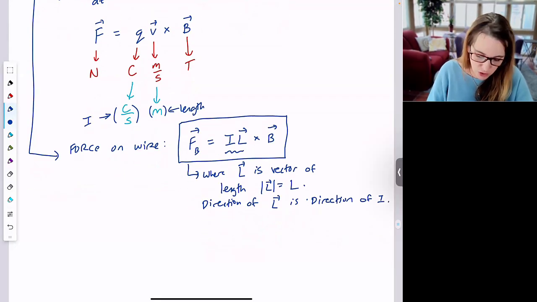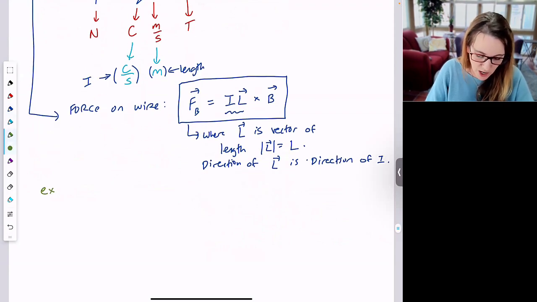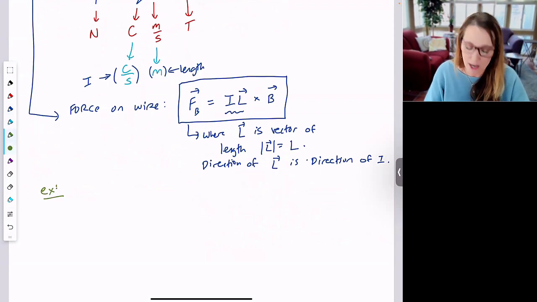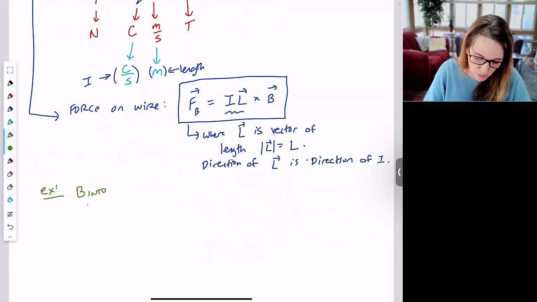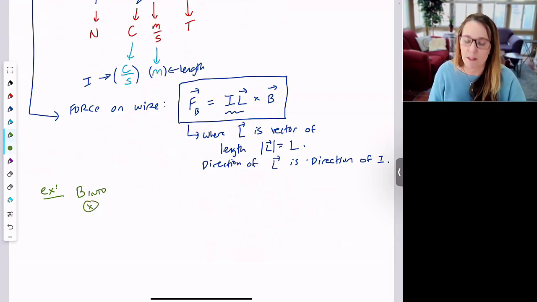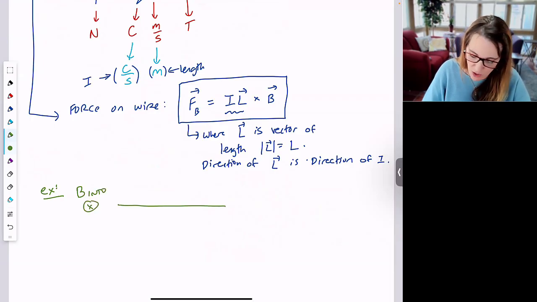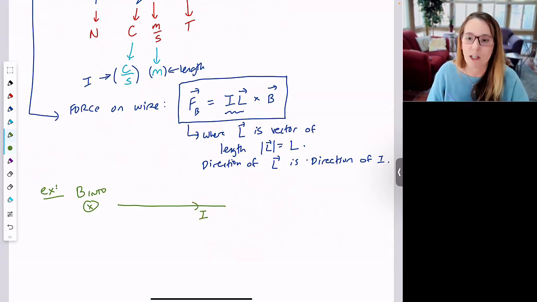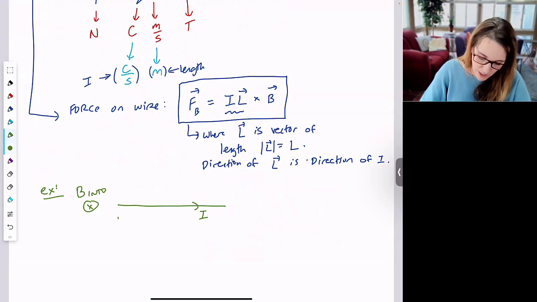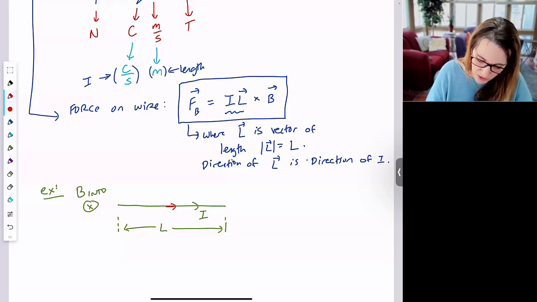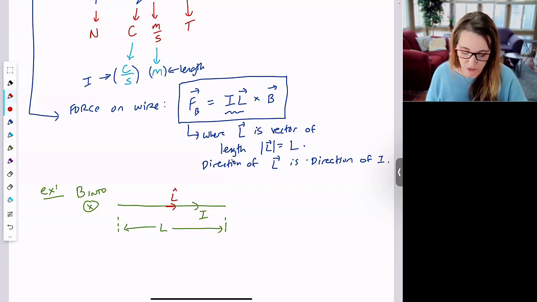So let's go ahead and do a quick example of this. Let's say that B is into the page, which again we can draw with these X's. And then if I have some current carrying wire here, with the current going to the right, let me give that current some length, L. Then my vector L would just be pointed in the direction of the current.